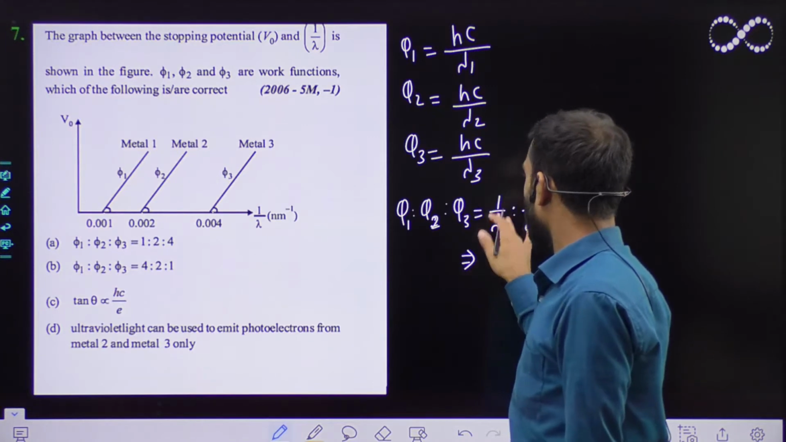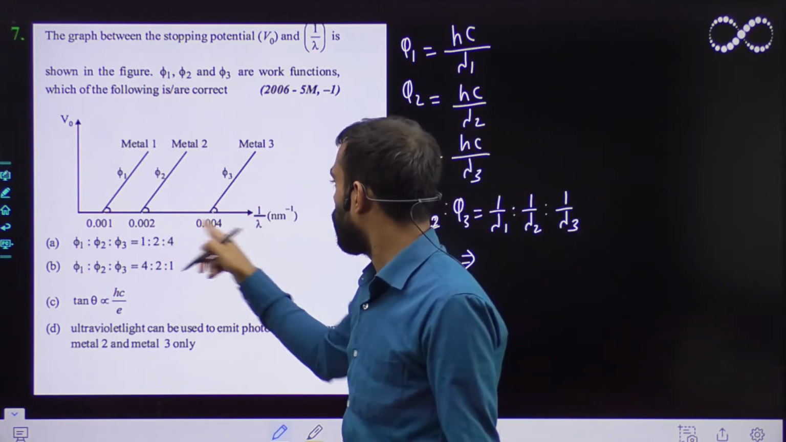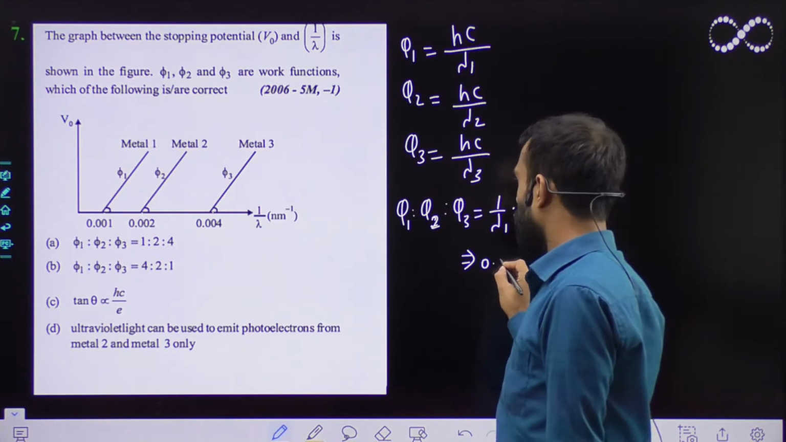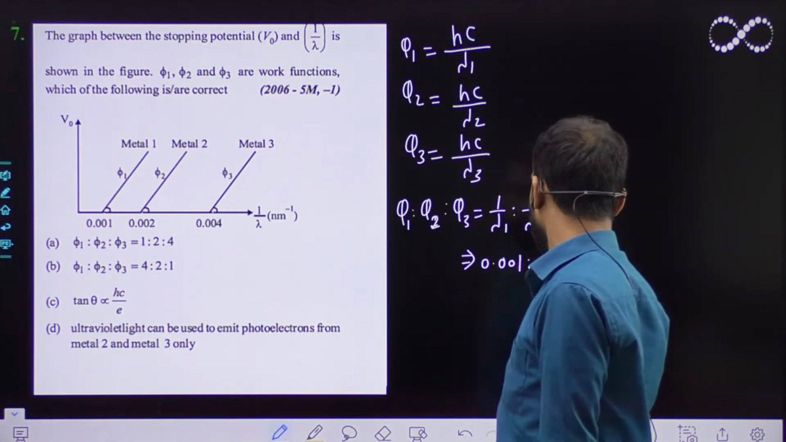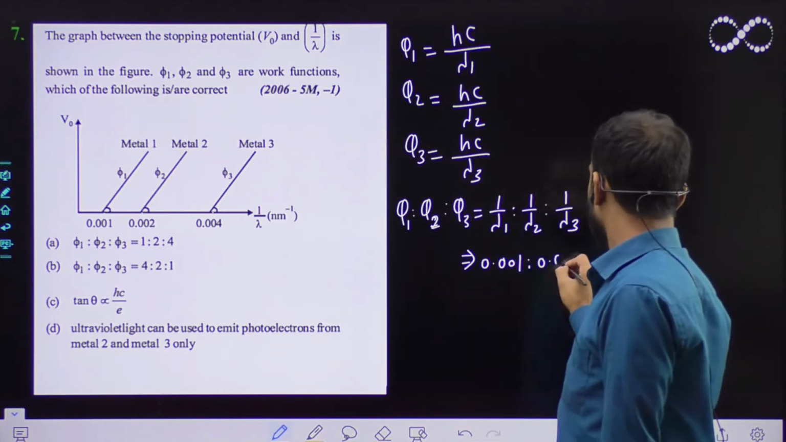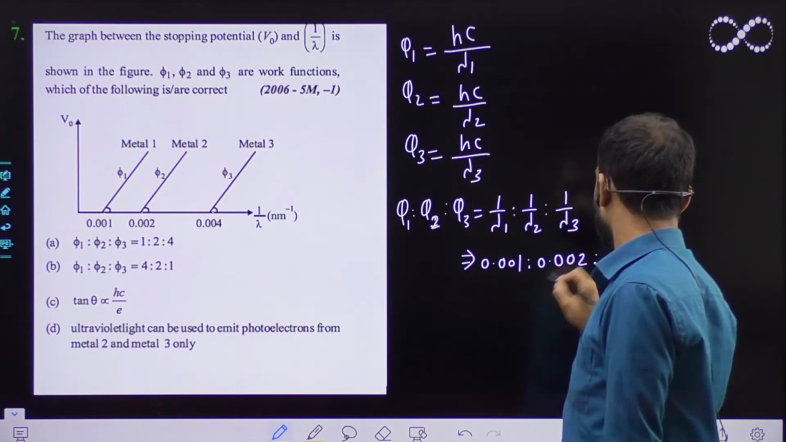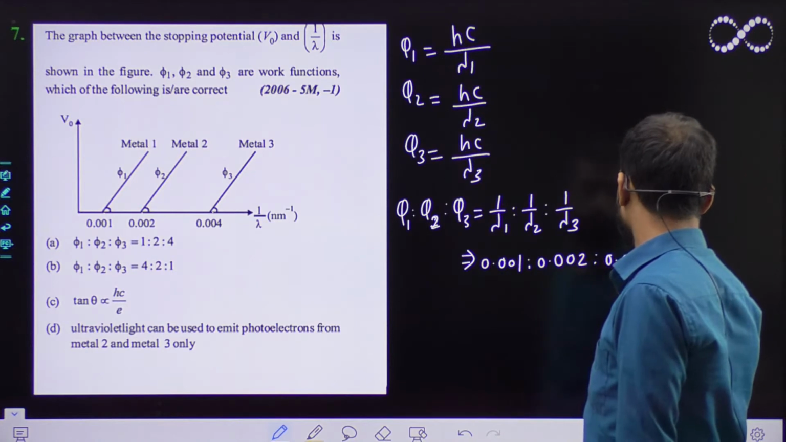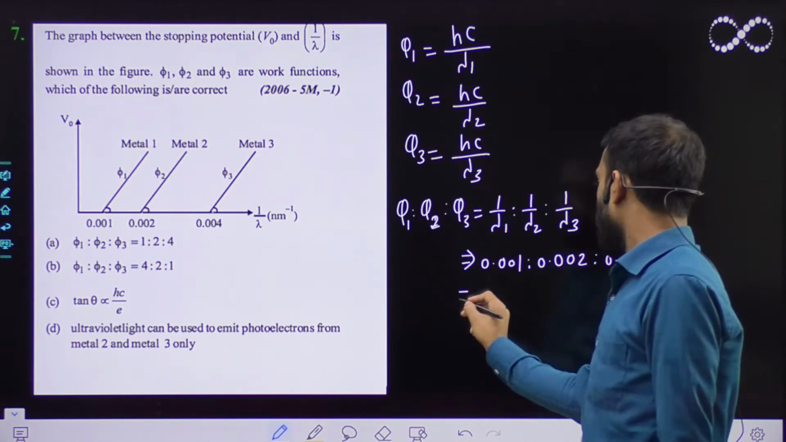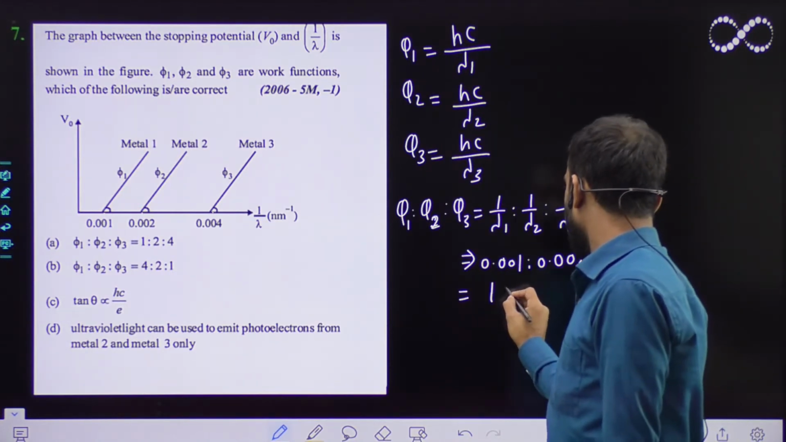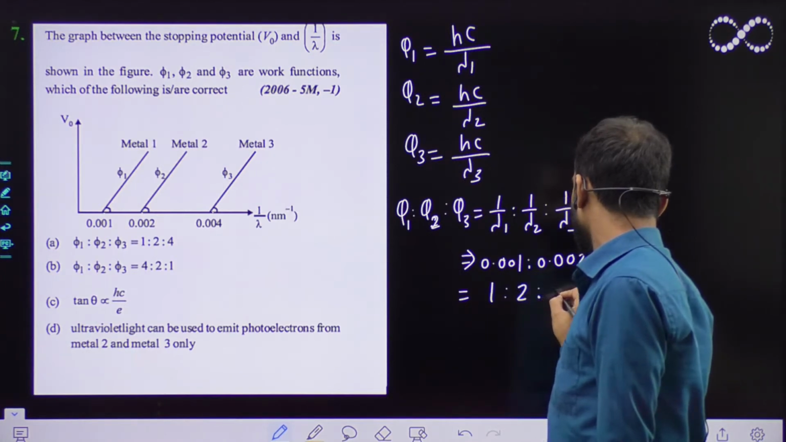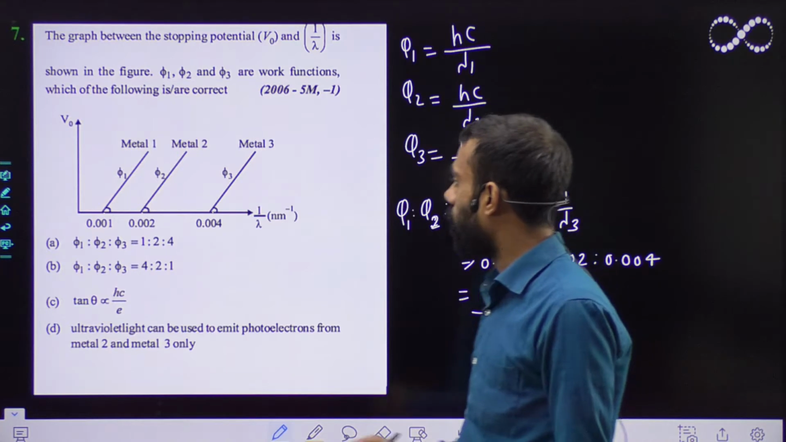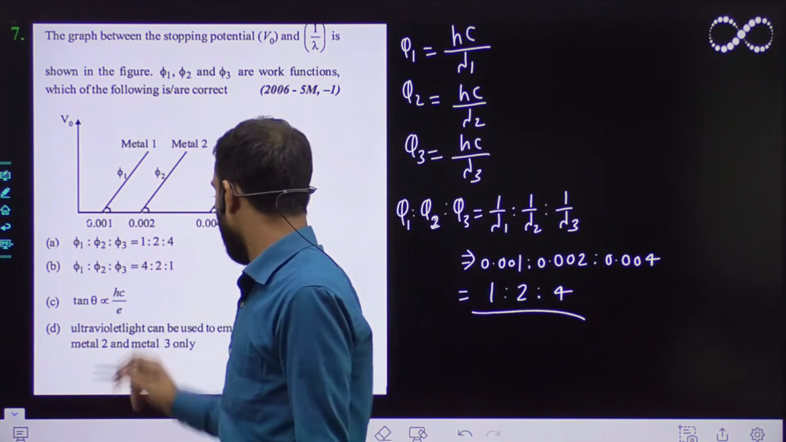See, how much is 1 upon lambda 1 given? It is 0.001. The ratio is 0.001 : 0.002, and 1 upon lambda 3 is given as 0.004. If we take the ratio here, obviously we will get 1 : 2 : 4. See which option is coming: 1 : 2 : 4, option A. So basically option A is correct.